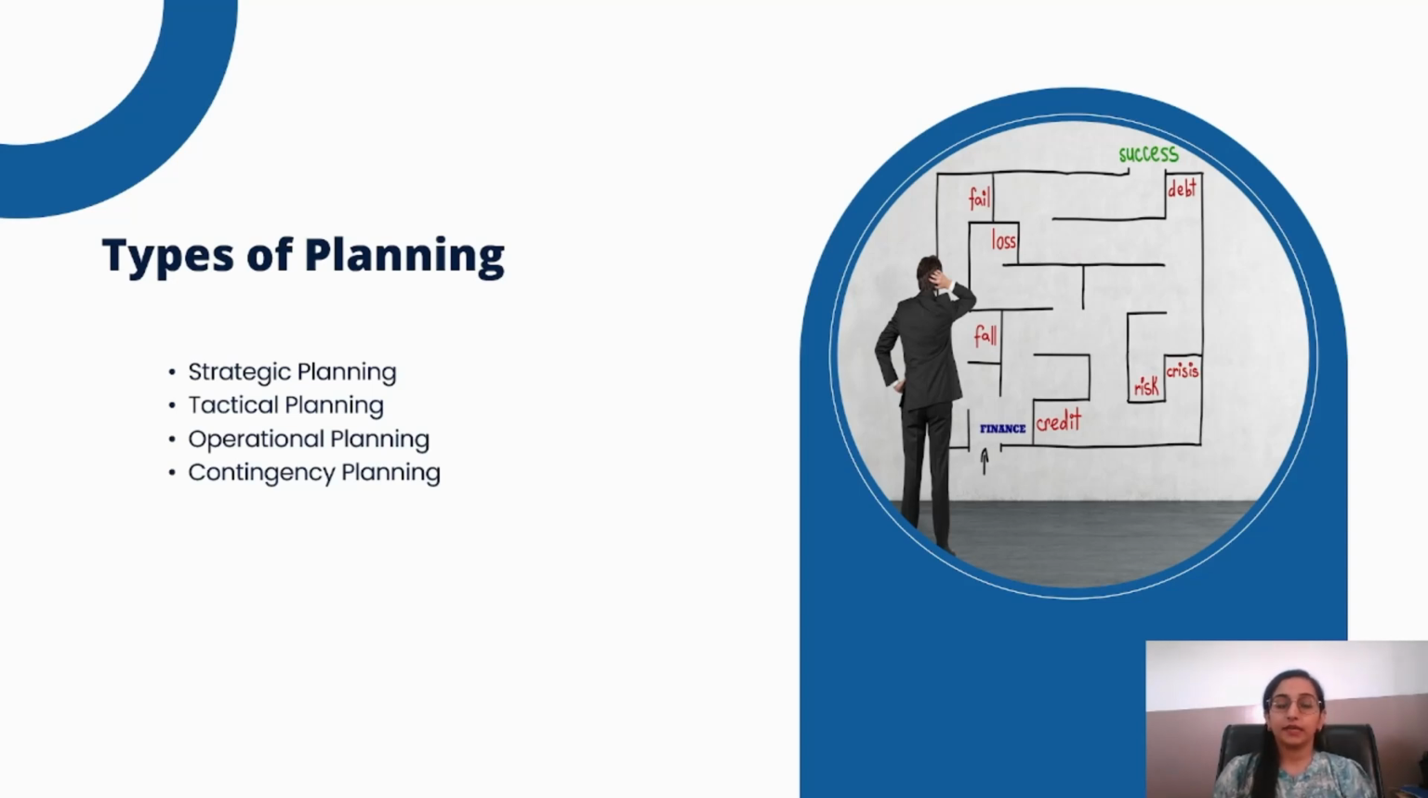So, the key element of operational planning is detailed task management. This type of planning specifies the exact tasks that need to be performed by different departments or teams within the organization. This includes who will perform these tasks, the resources required, and the timelines for completion.